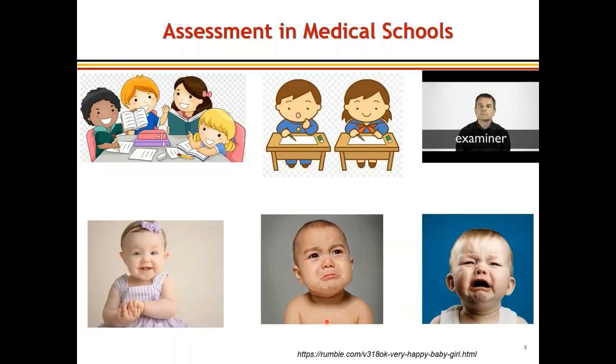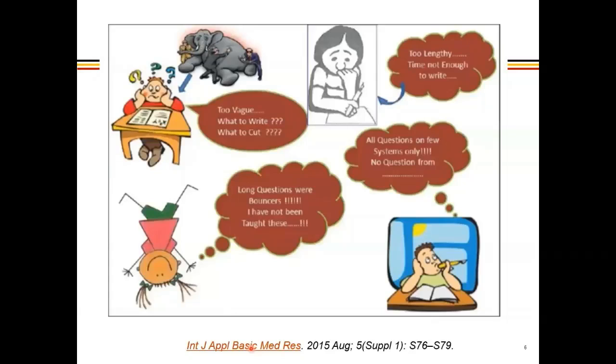Now, why does this happen? Is this a hypothetical scenario, or is it already documented in medical literature? If you look at some of the literature where this has been documented, people feel that the questions were too vague, what to write, what not to write, long questions are bouncers, all questions are from few systems only, and the paper was too lengthy, time was not enough to write. All these things are being documented in literature.